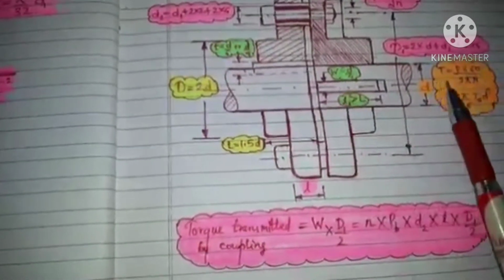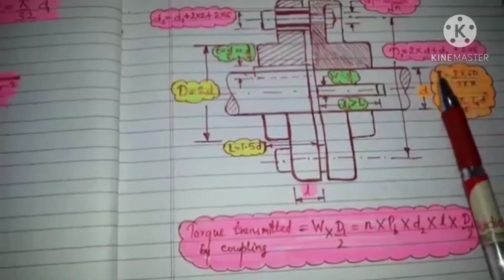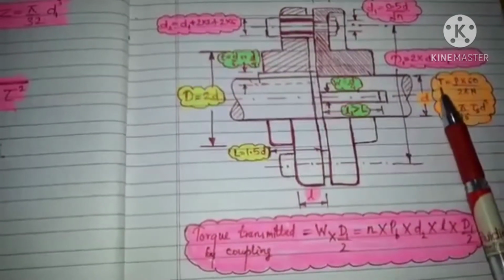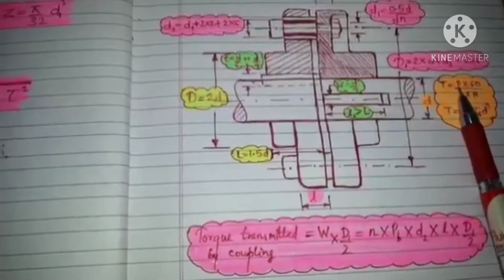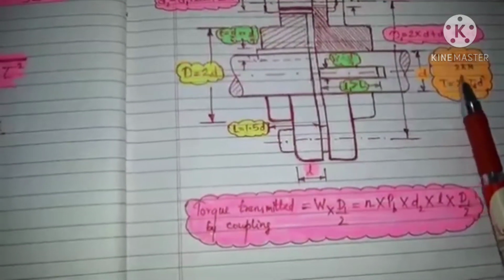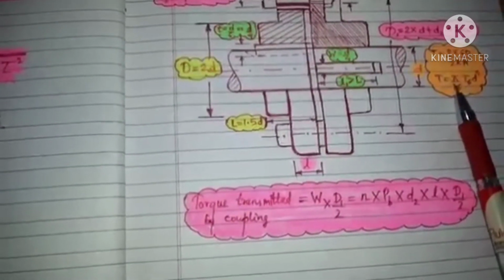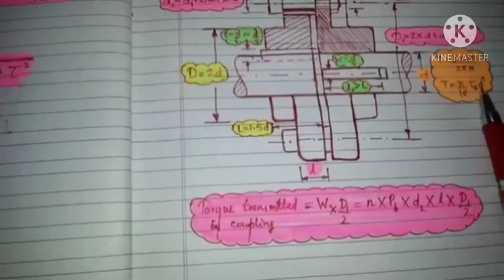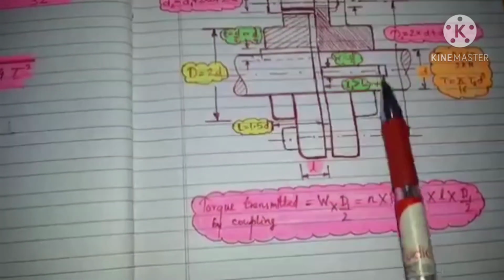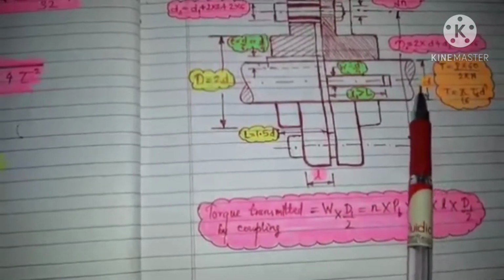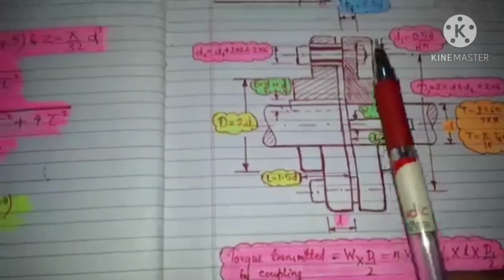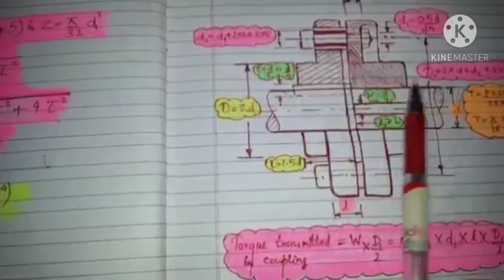The diameter of the shaft can be found by using these two formulas. T is equal to P into 60 divided by 2 pi n, where T is the torque, P is the power transmitted by the shaft, and n is the RPM. Using this torque we can use the formula T is equal to pi by 16 into allowable shear stress into d cube. Here we write S because the shaft is made of steel, and with this we can find the diameter of the shaft.